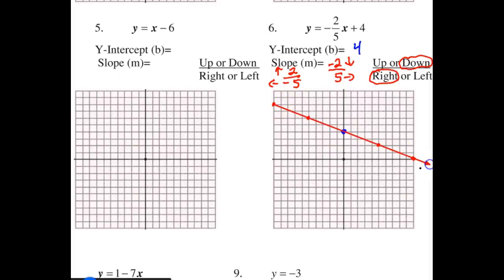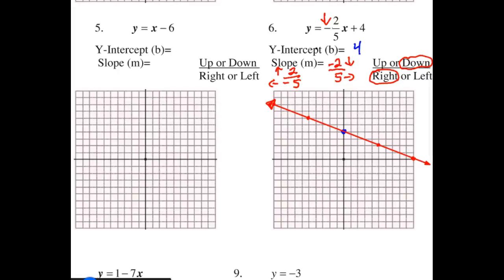And before we even started graphing, I already knew that this was going to be going down, because there's a negative slope. So the appearance of the graph, or at least the direction of it, I'm already aware of before even starting.